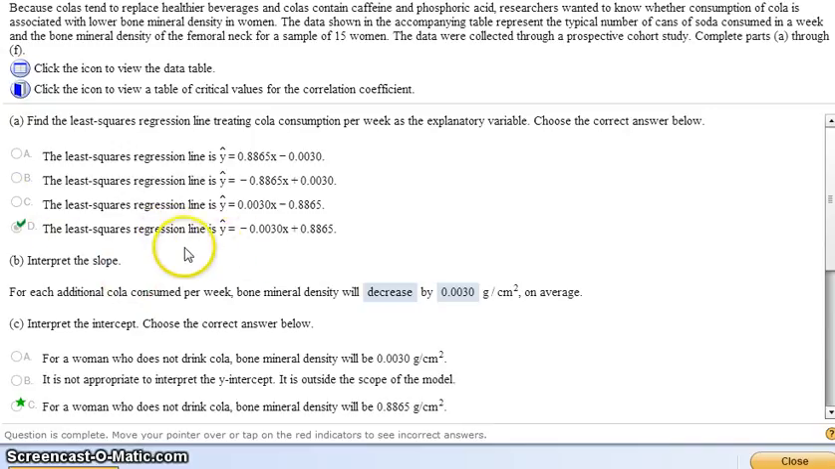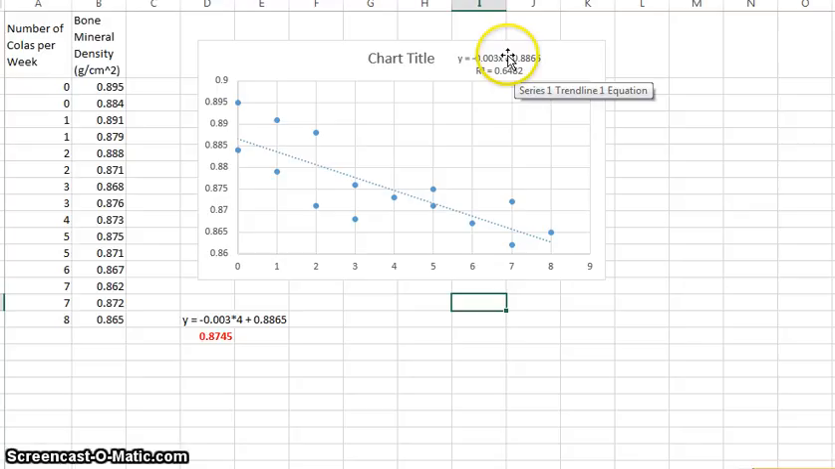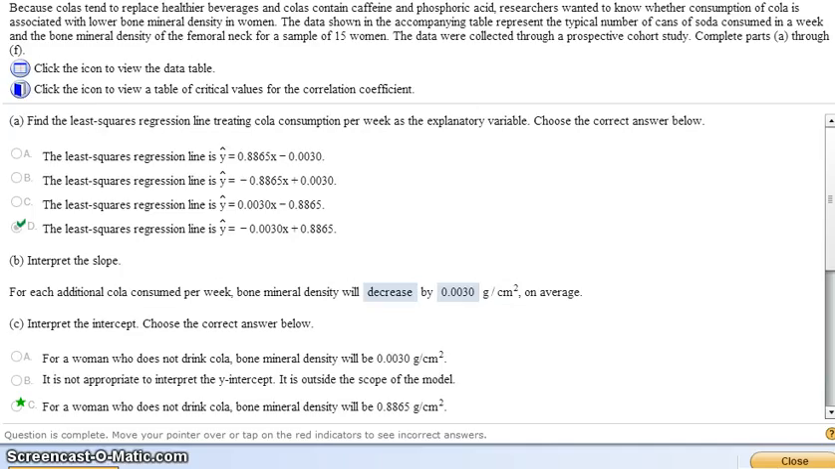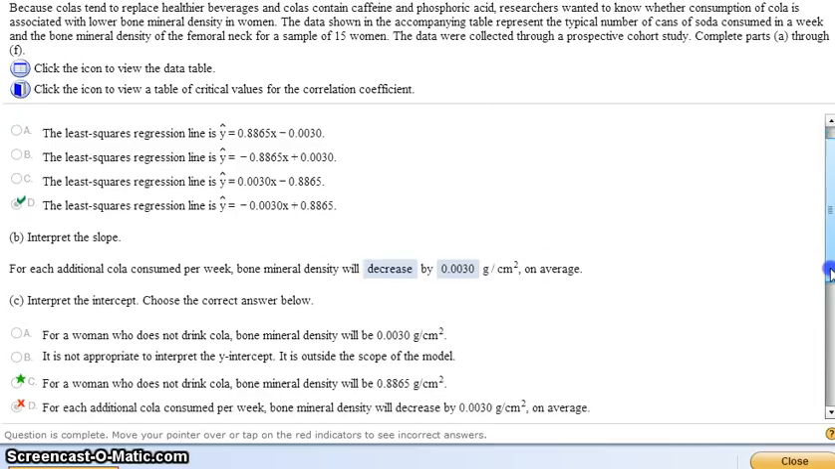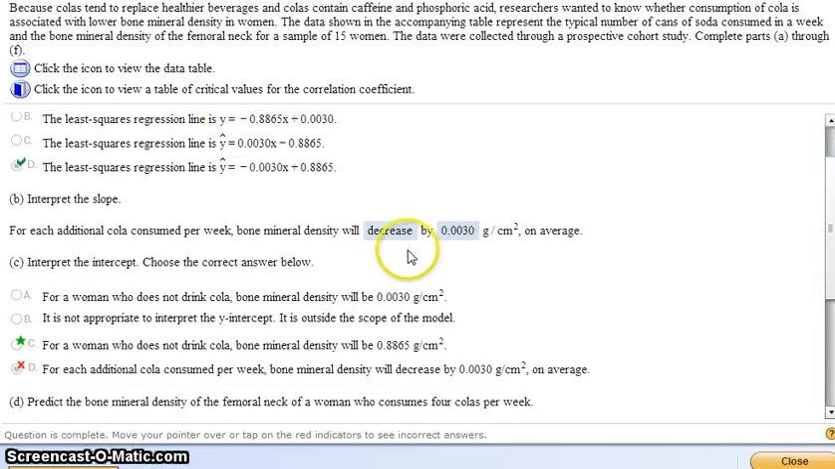It says what's the equation, and that's generated for us right there. So we have the equation from Excel. Interpret the slope. Yes, it's a negative slope, so we're having a decrease by that amount.